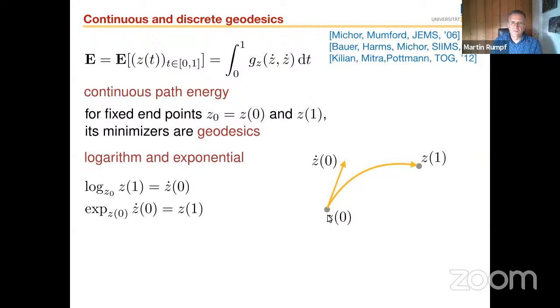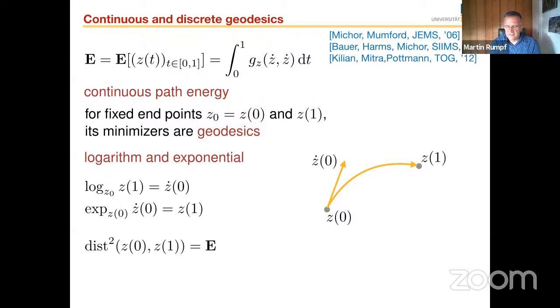If I have a geodesic from Z0 to Z1, this geodesic as a minimizer of the path length has an initial velocity Z.0, and that is just the definition of a logarithm. And the opposite, which is not a variation problem, but an ODE problem: if I start at Z0 with an initial velocity, solving an ODE involving the covariant derivative, I can reconstruct the Z1. And what I end up with is then the exponential map.